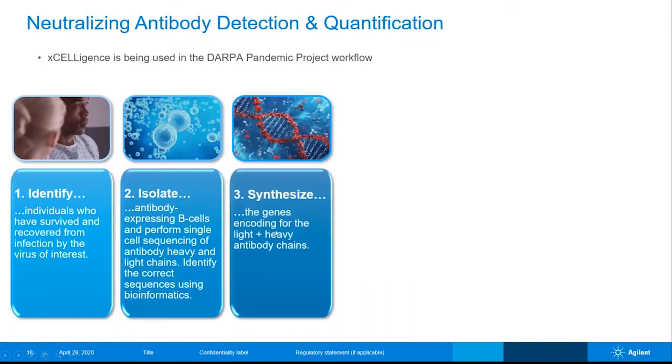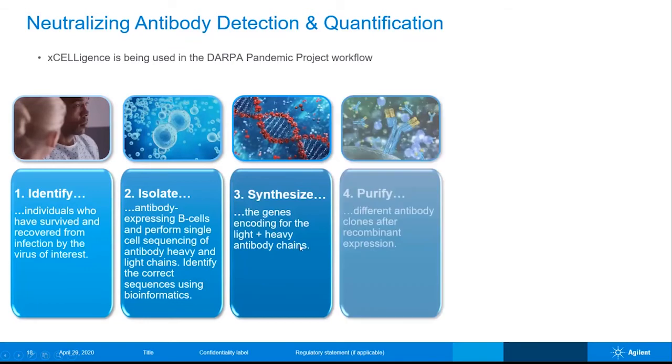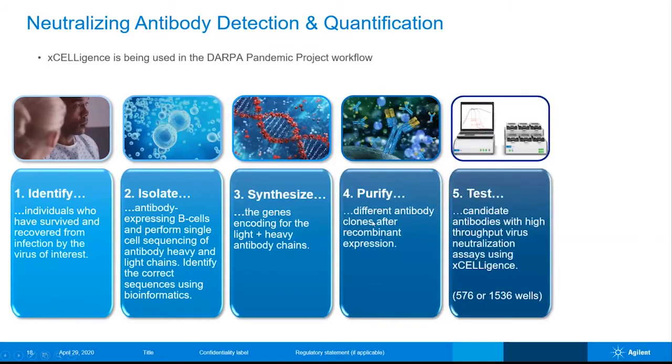They then synthesize the heavy and light chain genes, express the protein, and purify it. And this is where the xCELLigence comes in. They're able to, in a high throughput manner, screen these antibodies for protection against the virus of interest. There are two of the higher throughput instruments for xCELLigence, with either 576 or 1536 wells available for this type of screening.